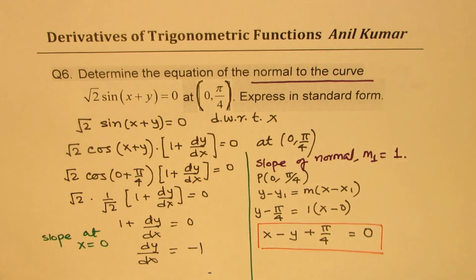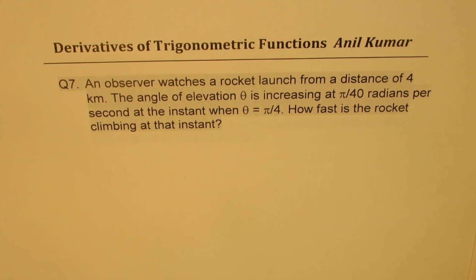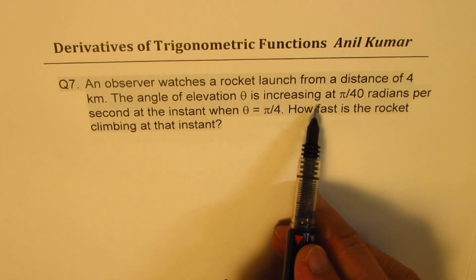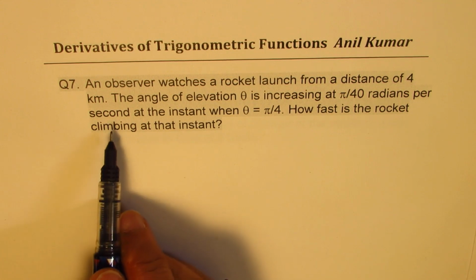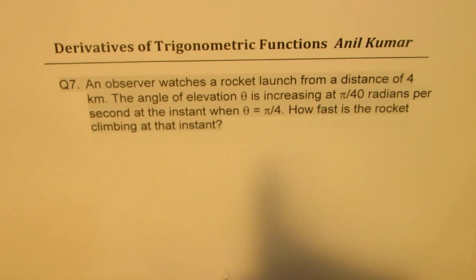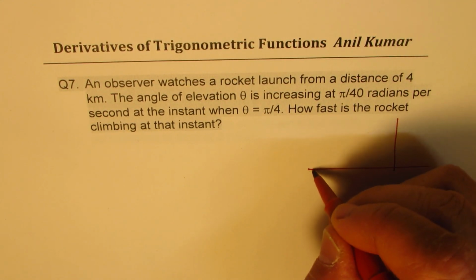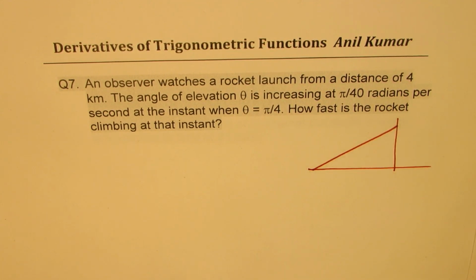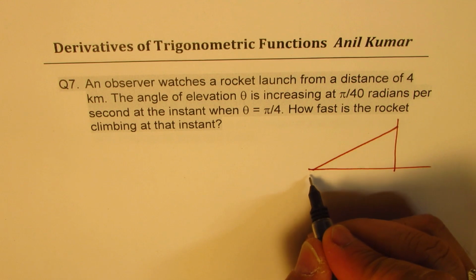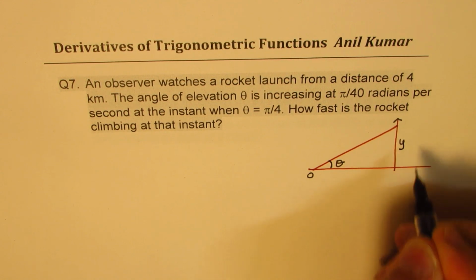Now let's move on and take question number 7. An observer watches a rocket launch from a distance of 4 kilometers. The angle of elevation theta is increasing at pi by 40 radians per second at the instant when theta is pi by 4. How fast is the rocket climbing at that instance? So let's try to sketch and then we'll solve this example. Okay, so let's say that is the situation. So the observer is at this point, let's call this O, and that's the angle theta, where the rocket is going upwards. Let's call this distance y.